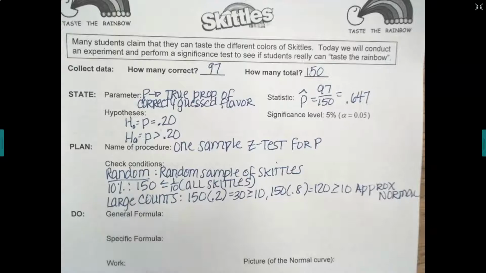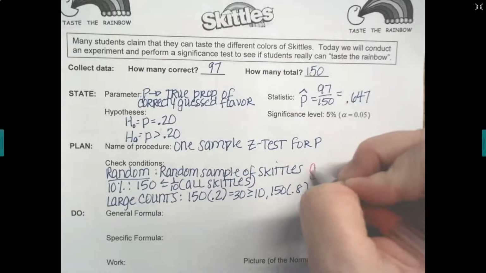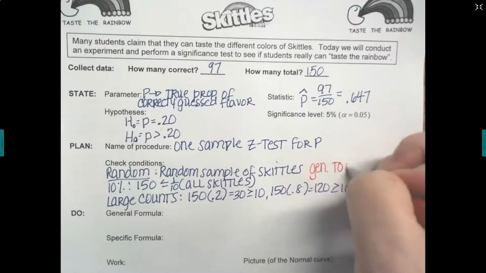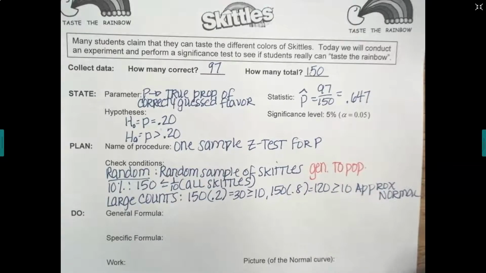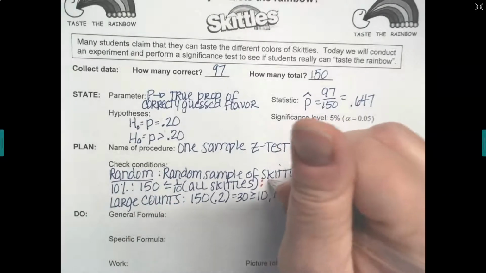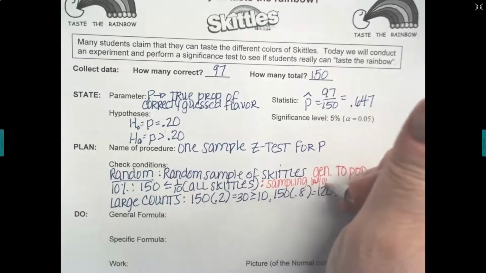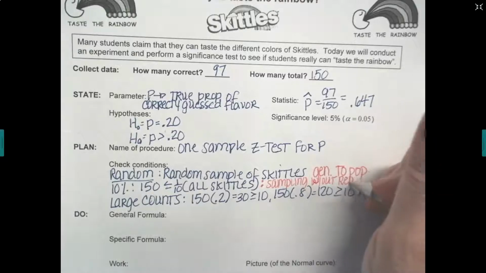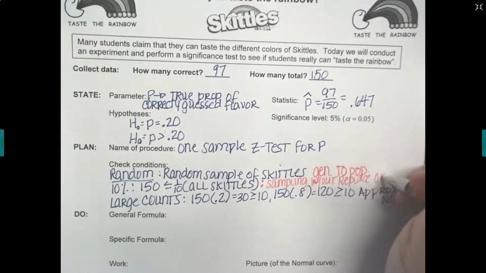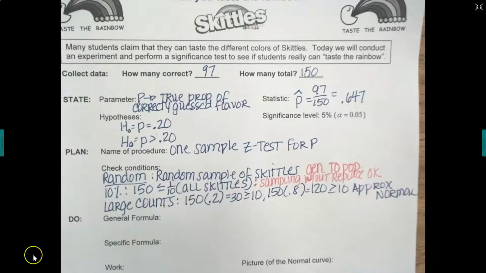Now remember, we have random here so we can generalize to the population. Okay, and then we had our 10% rule because we were sampling without replacement, but as long as our sample isn't too big, it's all right. Sampling without replacement is okay. It's still considered independent, so we can use the standard deviation formula that we've been using. And then the large counts, of course, is so our sampling distribution is approximately normal.